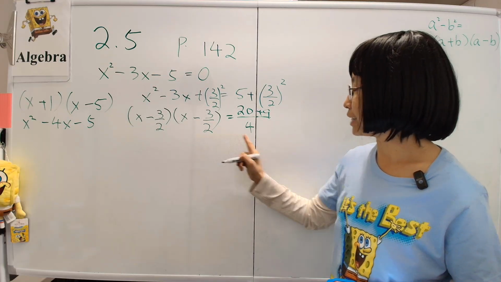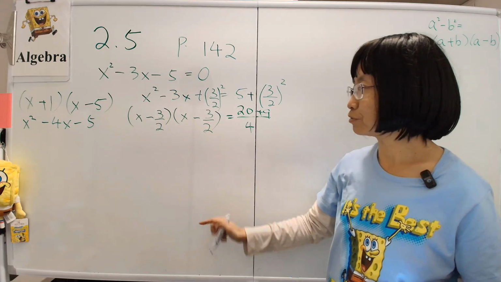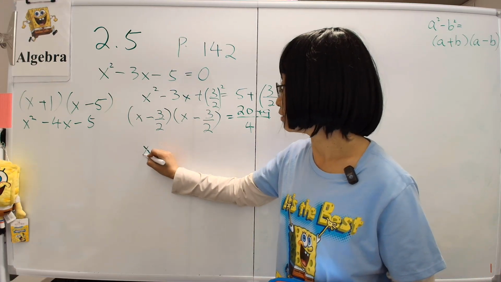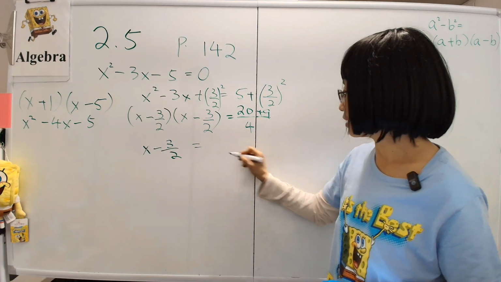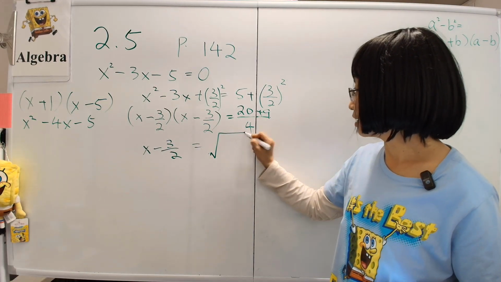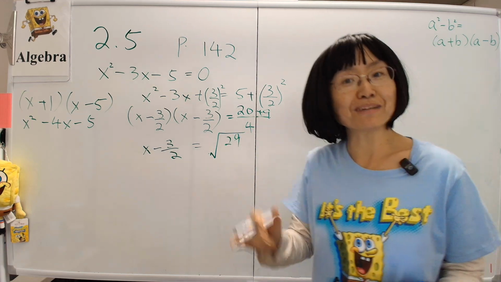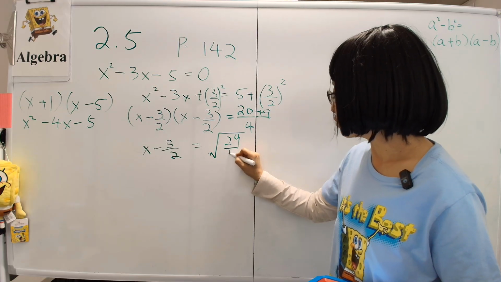Now continuing, this becomes a perfect square. That means we can take the square root like we did before. So one of them, x minus 3/2, is going to be equal to the square root of this thing, which is 29, a prime number, the lovely prime numbers we learned earlier, divided by 4.